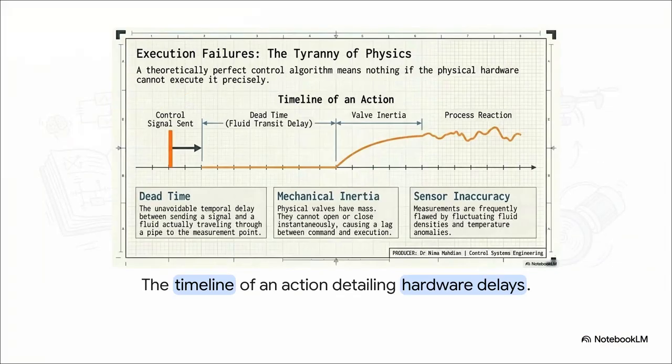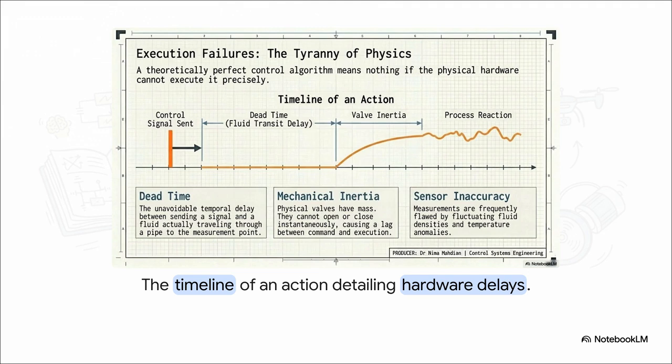So how does this play out in a real exam question? Well, professors love throwing temporal delays on tests. A perfectly coded algorithm running at the speed of light means absolutely nothing if you ignore the physical timeline of an action. Think about it. You send a control signal, but nothing happens instantly. First, you have dead time. That's the unavoidable transit delay while a fluid actually travels through a pipe to reach the sensor.